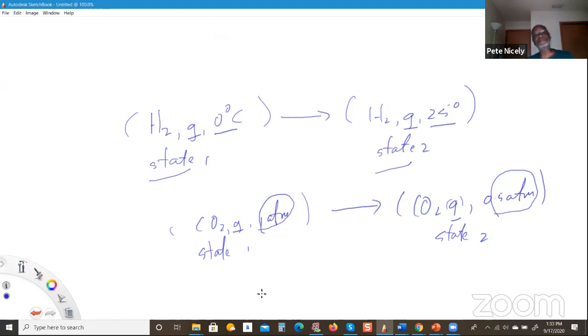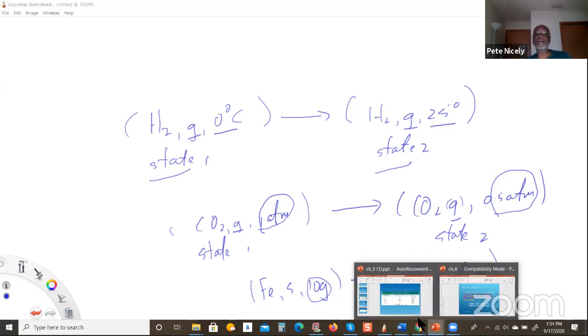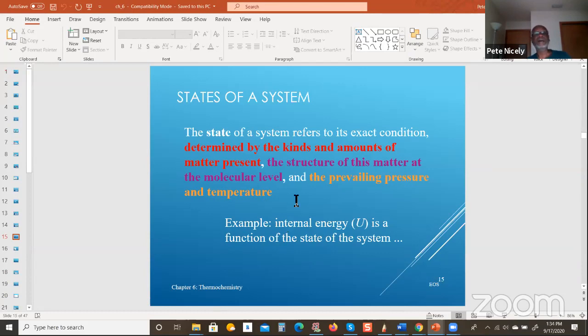Let me give another example. Let's say you have iron, solid, 10 grams, and then all of a sudden you just add some more to get iron, solid, 20 grams. Again, we're talking about different states because the masses are different, all right? So I'm just giving you these examples just to demonstrate what we mean by state when it comes to thermochemistry, all right?